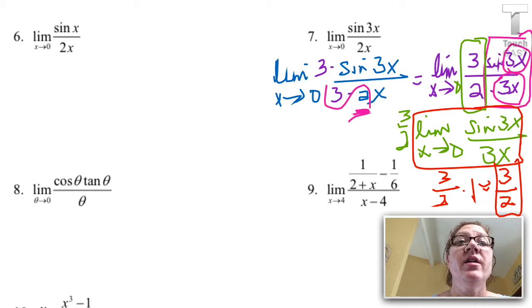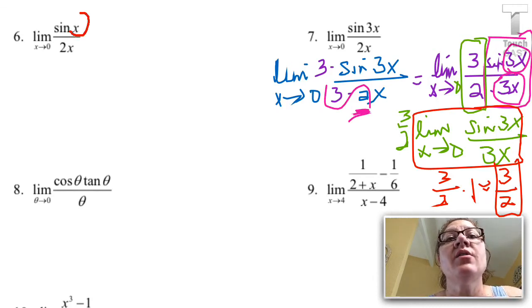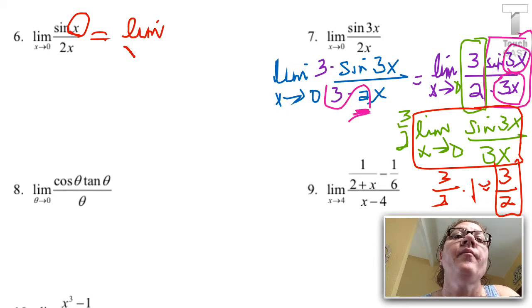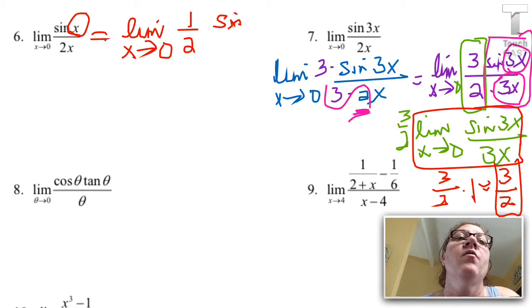So now let's go back and do 6 since I skipped it. So any ideas? I'd like the bottom to just be an x. And I go, oh man, why is there 2x down there? Wait. Couldn't I just separate that? And then technically, of course, the coefficient on front is 1. And so then I'll just pull that 1/2 forward.